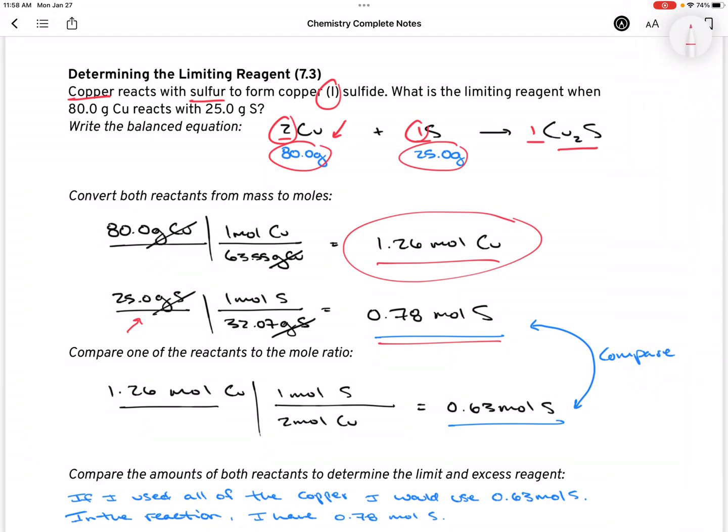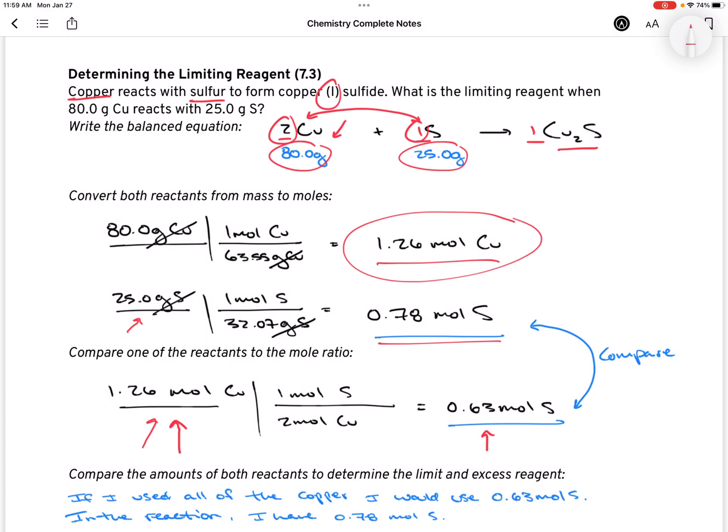So what you're going to do is just pick one. It doesn't matter which one it is, just pick one. In this example, I chose copper. So 1.26 moles of copper, and I compare it to my mole ratio, which is 1 to 2. And then what I'm going to do is line it up. And so 1.26 divided by 2 gives me 0.63. And then what we're going to do is compare. So what we're saying is if I use all of my copper, which is 1.26 moles, I will need 0.63 moles of sulfur.